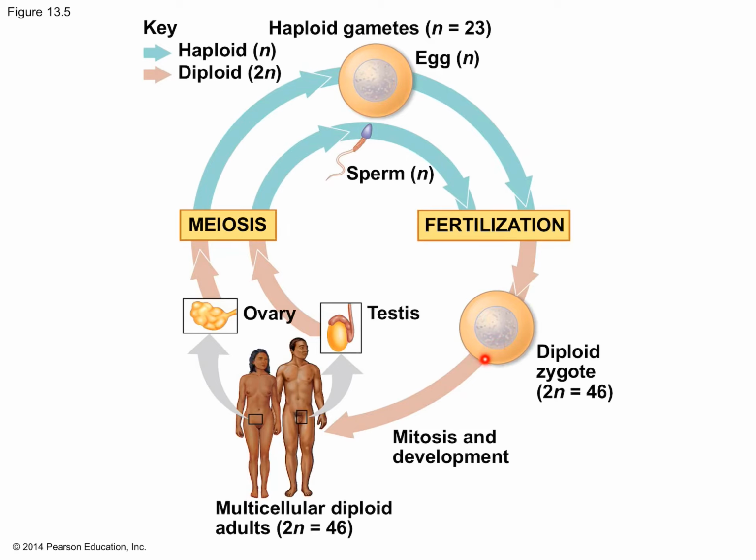That zygote then develops through mitosis into adult sexually mature organisms. At that point, their ovaries and testes begin to produce gametes through meiosis again, and the process starts over. So this is a key feature of sexually reproducing organisms and their life cycles: the diploid stage is typically separated from the haploid stage by meiosis and fertilization.